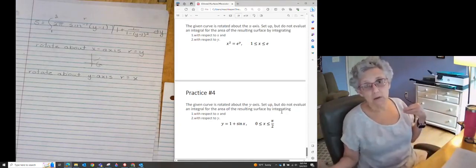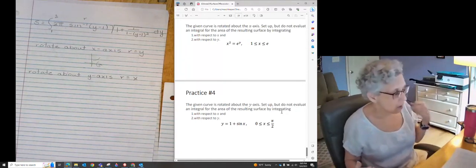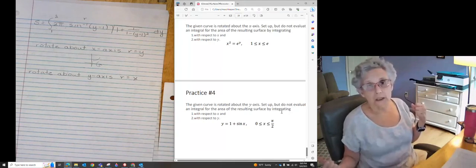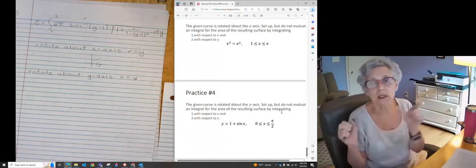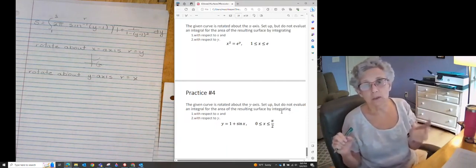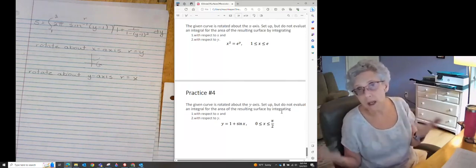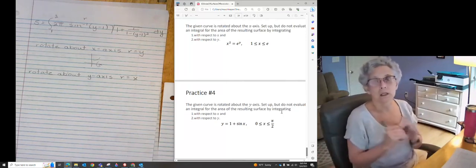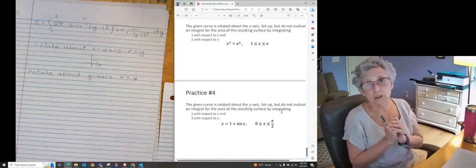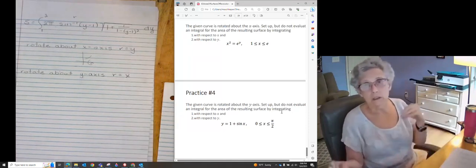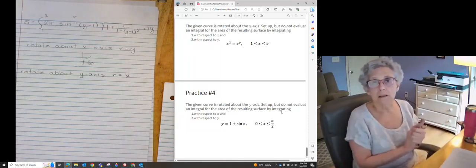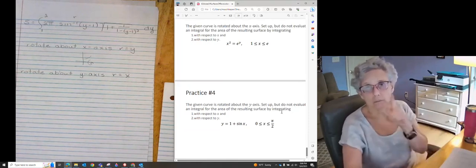If you want to integrate with respect to y and your radius is equal to x, then you're going to have a function for your radius. If you want to integrate with respect to x and your radius is equal to x, then you just have x for your radius. So there's 4 different ways you could do these problems, depending upon how you want to integrate and which axis you're revolving about. You can do that.